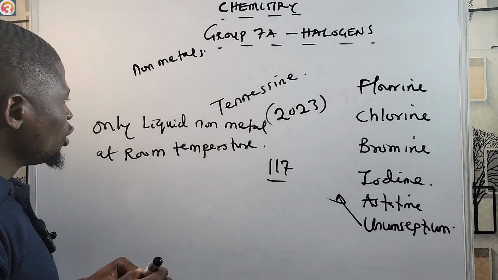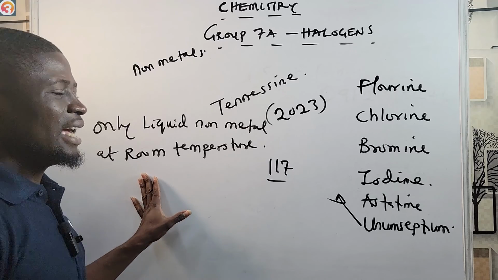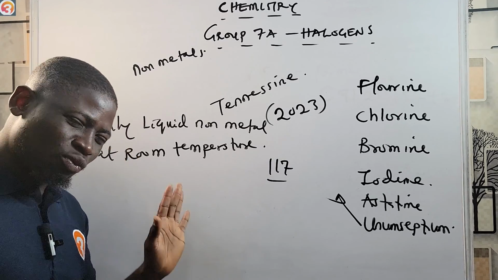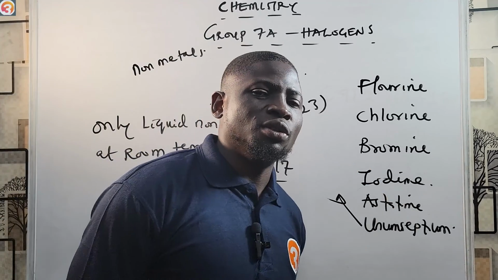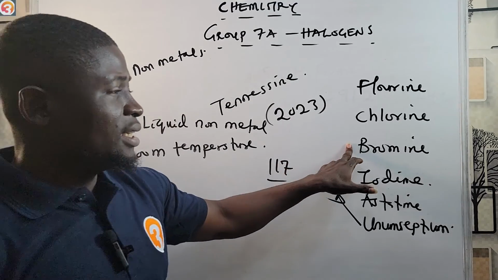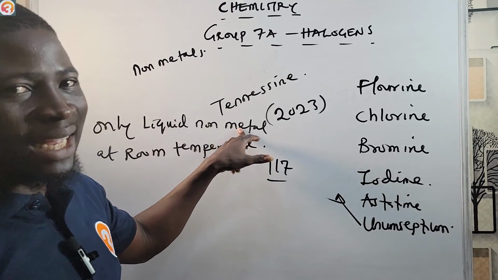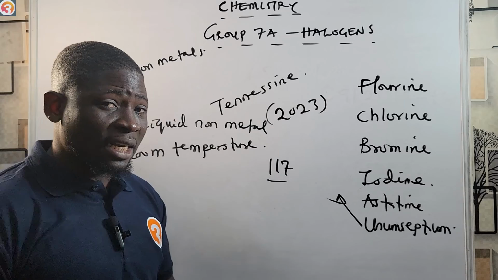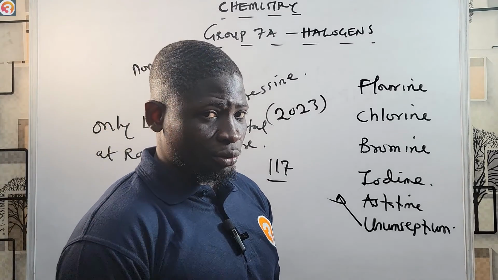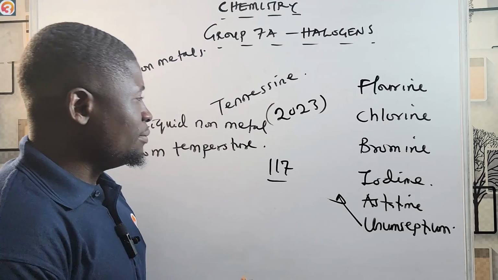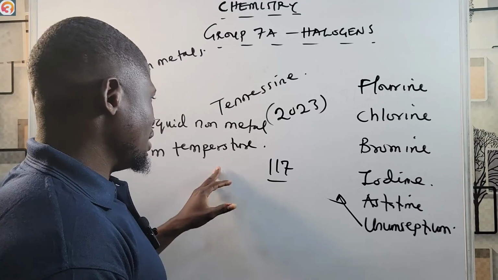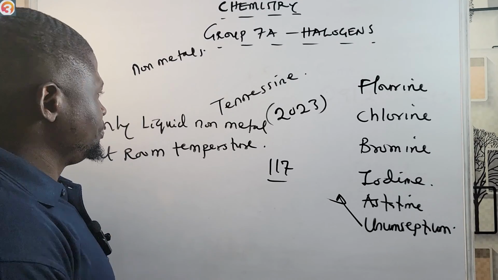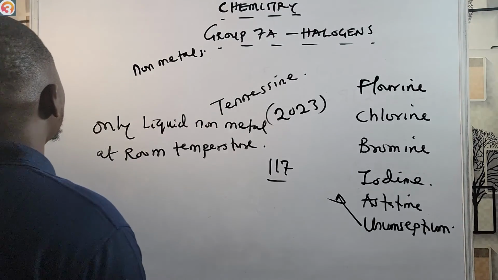Bromine is the only liquid non-metal at room temperature. This is a typical exam question. Know that bromine is the only liquid non-metal at room temperature. Usually, all non-metals are soft and brittle. But of course, bromine is a liquid at room temperature.